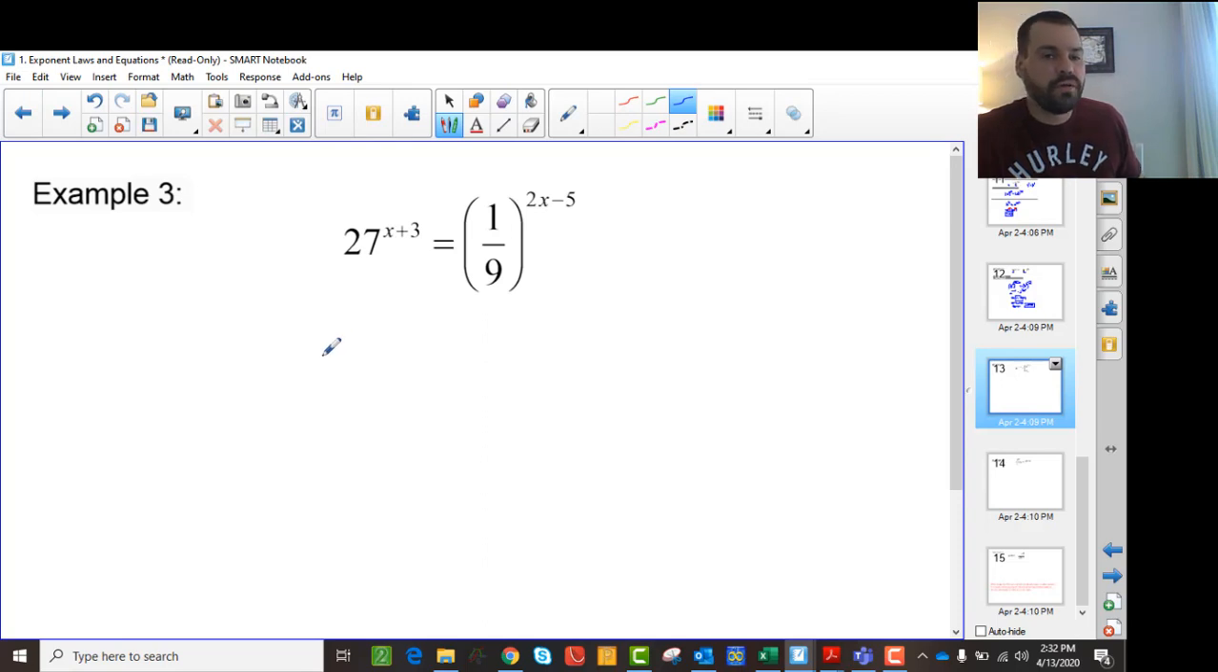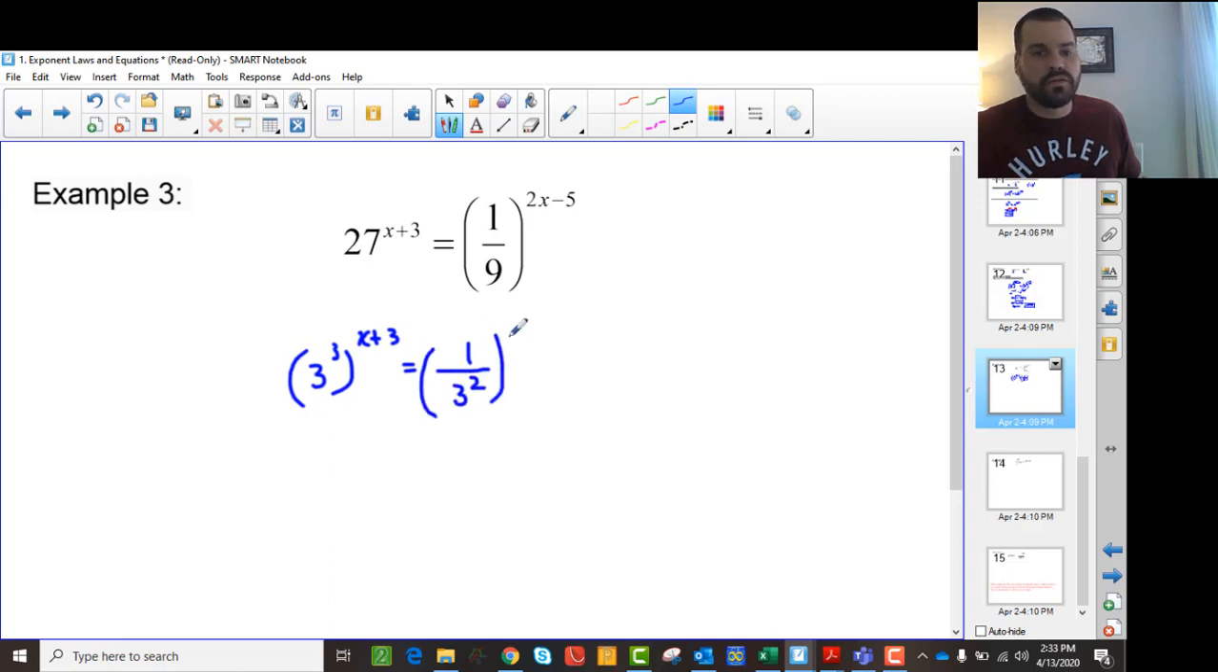We're going to use a common base of 3. So 27 is 3 cubed to the x plus 3. And then I'm going to write 9 as 3 squared, 1 over 3 squared to the 2x minus 5. And then I want this to be 3 to a power, not 1 over 3 to a power. So I'm going to change that to make the power negative.